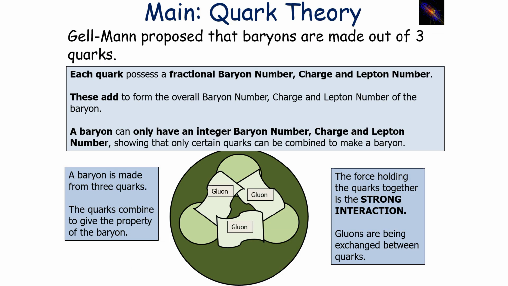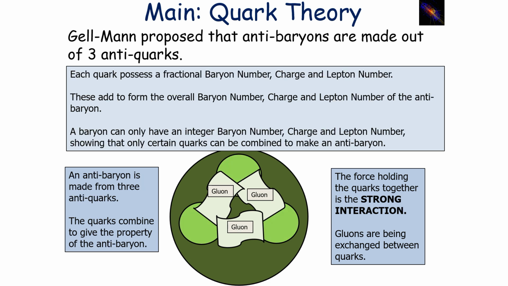So Gell-Mann proposed that baryons are made from 3 quarks. Each quark possesses a fractional baryon number, charge and lepton number. These then add to form the overall baryon number, charge and lepton number of a baryon. Now a baryon can only have an integer baryon number, charge and lepton number. There are only certain combinations of quarks that can combine to make a baryon. It's important to note the same for antibaryons, and the force holding the quarks together is the strong interaction, so gluons are constantly being exchanged between the quarks to produce this.